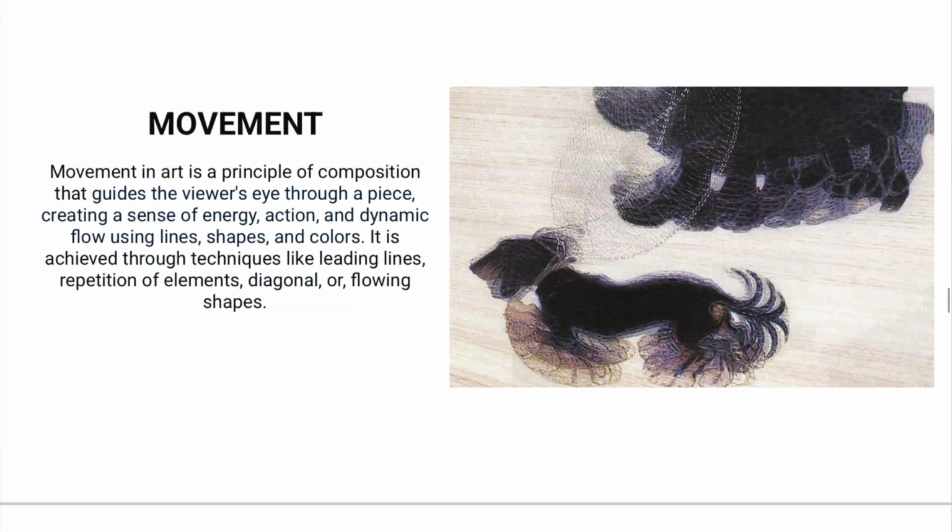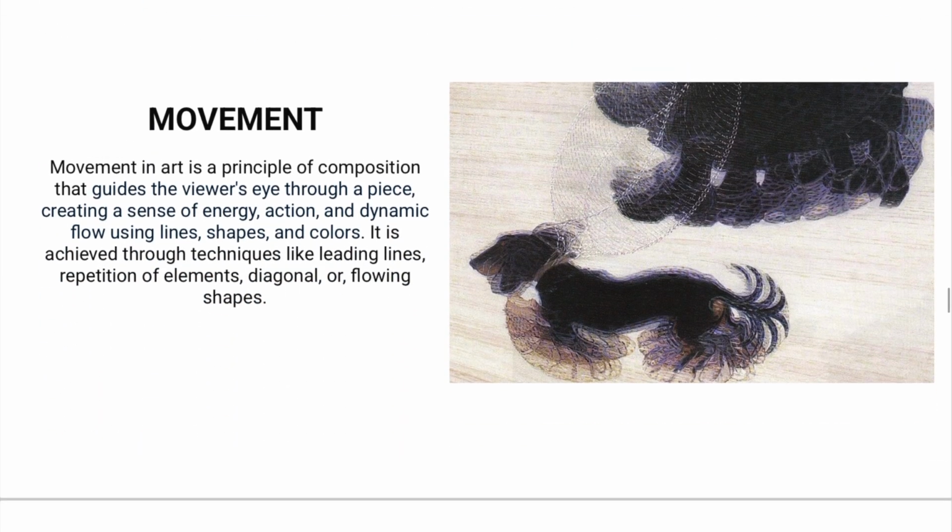Now, movement. Movement should be a little bit more straightforward, although there's some overlap in the terms, and I'll try to do my best to explain what the subtle differences are. So movement is a principle of composition that guides the viewer's eye through a piece. It creates a sense of energy, action, and dynamic flow using lines, shapes, and colors. It uses a lot of things, actually, not just that. Again, this is not completely comprehensive. This is more of an introduction.